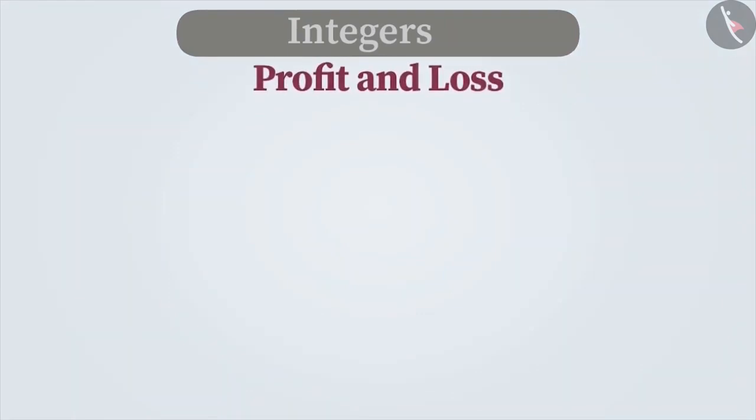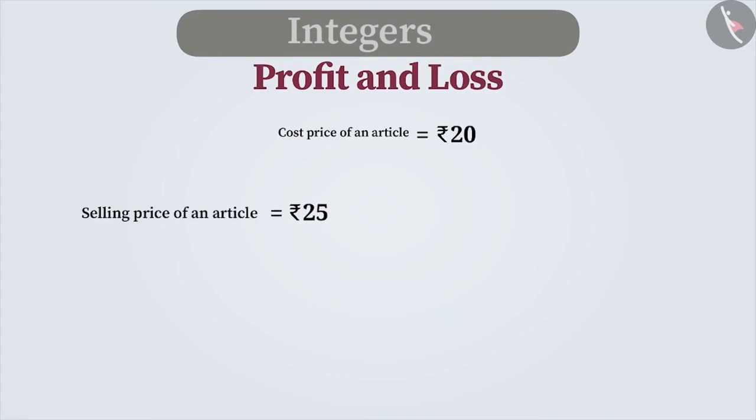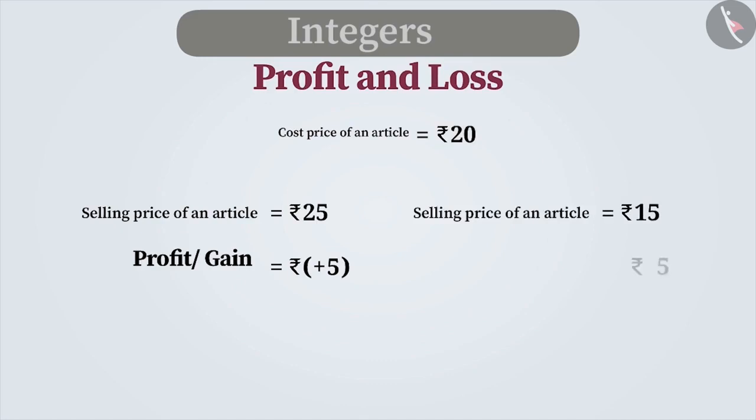While we are discussing money, let's also talk about profit and loss. Suppose a businessman sells an article worth Rs 20 for Rs 25. His profit is Rs 5. Since his profit is Rs 5, it is represented as plus 5. But if he sells an article worth Rs 20 for Rs 15, he incurs a loss of Rs 5, which is represented as minus 5.